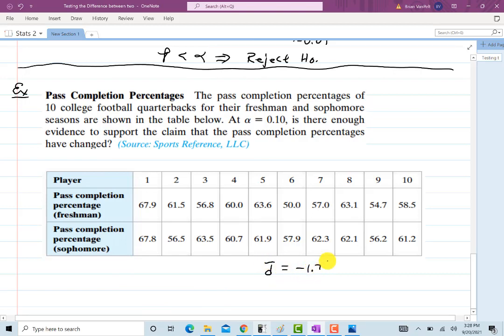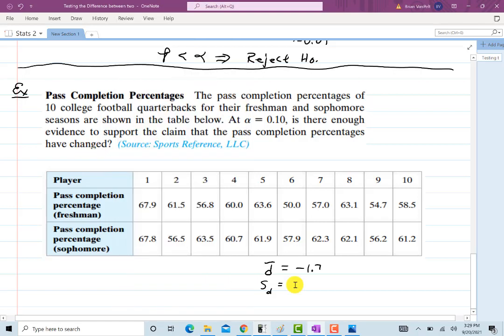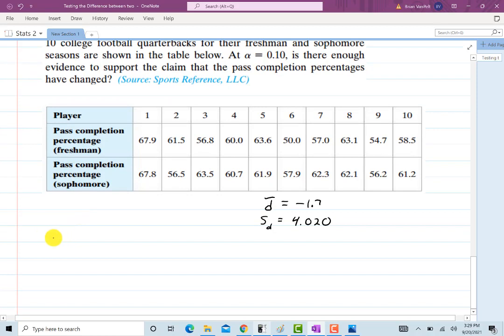And then my S sub D, that's the Sx1 on the calculator, 4.019. I'm going to say 4.02. That rounds to 4.020. So those are the pieces of information that I need, and n is equal to 10. So let's go ahead and get the claim.